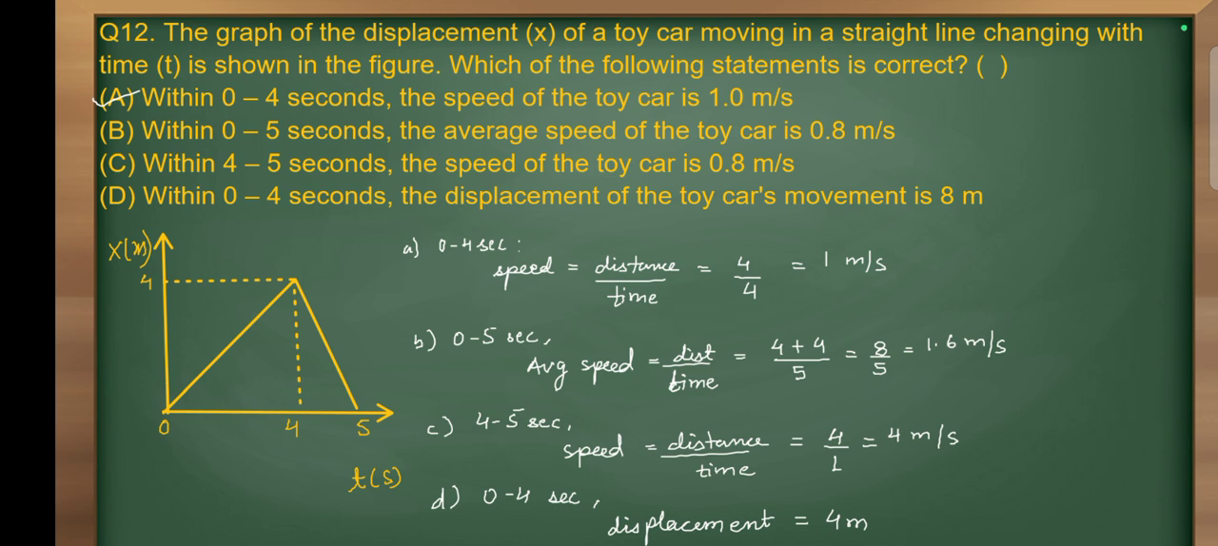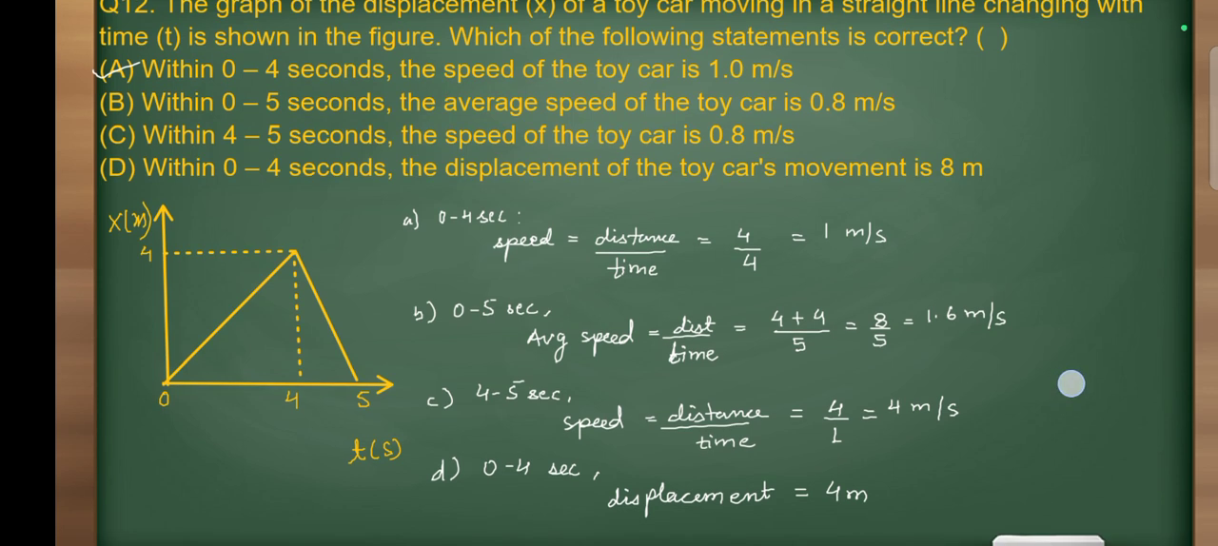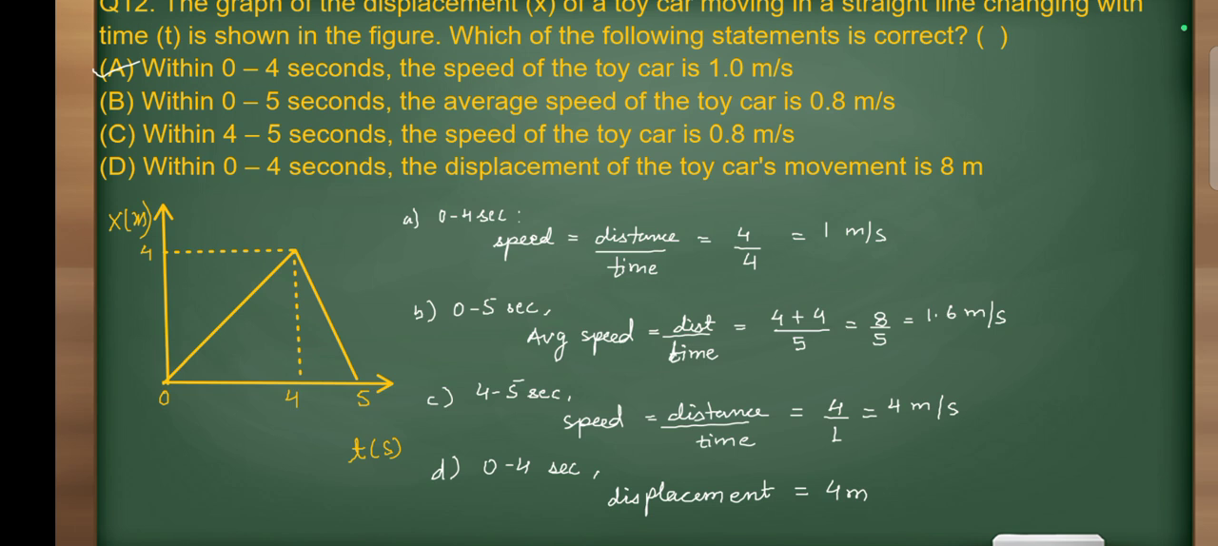Option C, within 4 to 5 seconds, the speed of toy car is. Speed is equal to distance by time, and the distance covered by particle from 4 to 5 seconds is 4 meter, and the total time taken by particle is 1 second. So this will be equal to 4 meter per second. Within 0 to 4 seconds, the displacement of particle is 4 meter. So according to this, option A is correct.